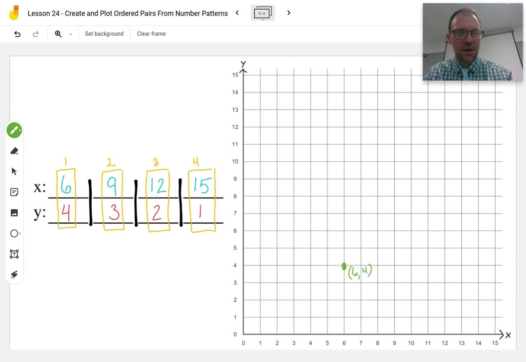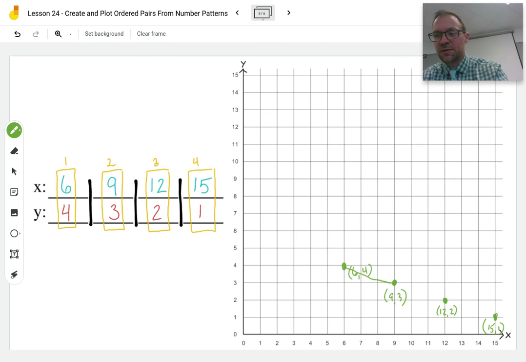All right, and then we're going to do 9, 3. Let's see here. 9, 3, that's there. And then we're going to do 12, 2. And we're going to go right there. And then we're going to do 15, 1. And look at that. I'm going to go ahead and quickly label these. This is 9, 3. This is 12, 2. And this is 15, 1.